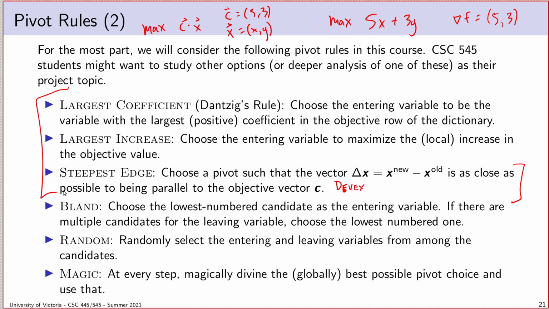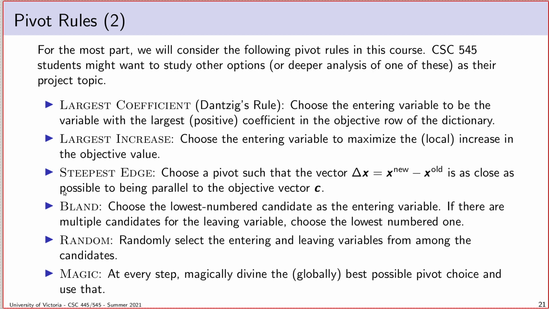They choose the entering and leaving variables based on the idea that we want to try and increase that objective function as much as possible, and they're all heuristics. At the other end of the spectrum, we have these rules that don't seem to be performance-oriented at all.